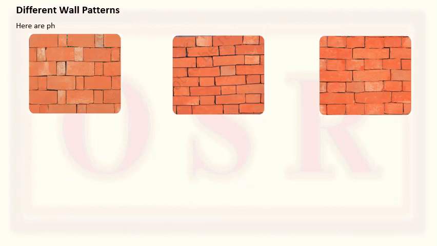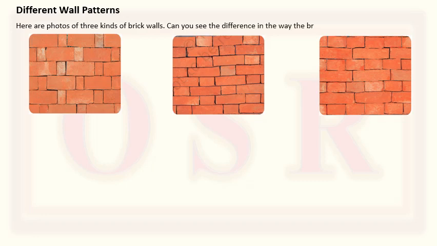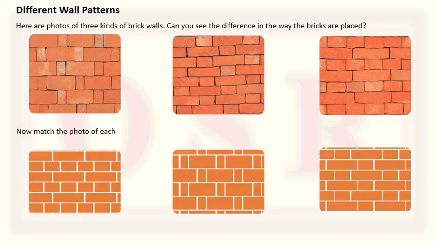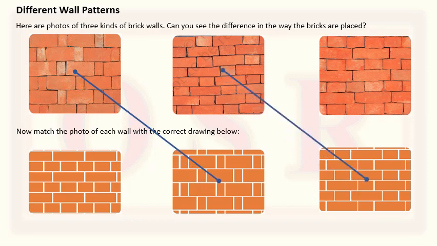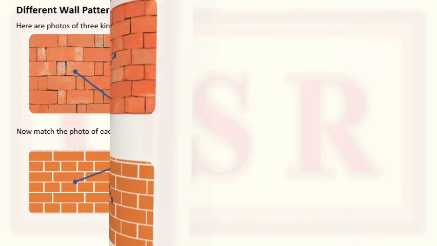Different wall patterns. Here are photos of 3 kinds of brick walls. Can you see the difference in the way the bricks are placed? Now match the photo of each wall with the correct drawing below. So first one will go with the second one, second with third, and third with first.